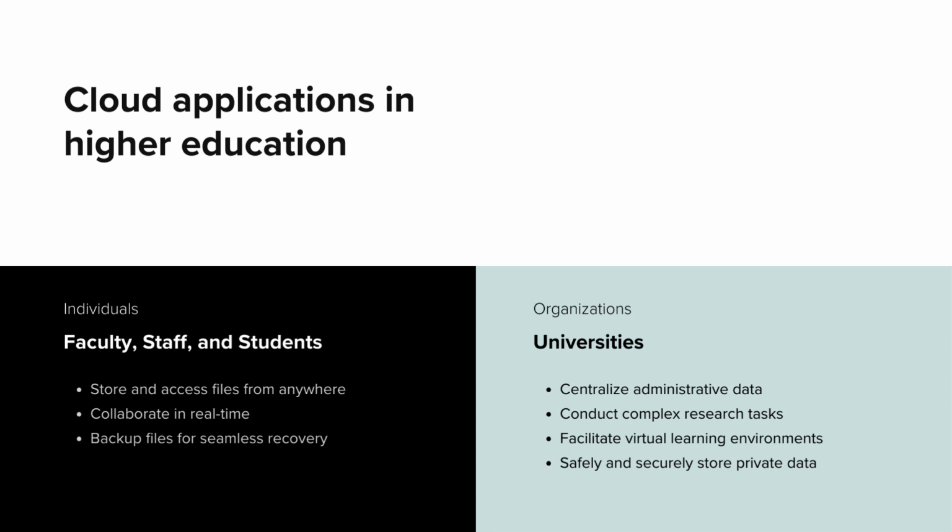At the organizational level, the cloud enables universities to centralize and streamline administrative data, such as enrollment information, HR data, and financial records, conduct complex research tasks that require significant computational power, facilitate virtual learning environments that allow students to access assignments, submit their work, and engage in online discussions with peers, and safely and securely store private data, such as student information, research findings, and intellectual property.